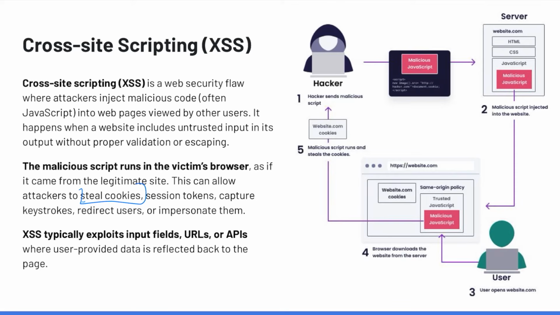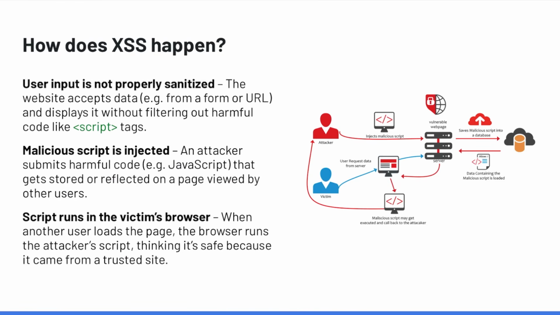So it can allow attackers to steal cookies, which might have that user's information, session tokens to allow them to access that login session. It could allow an attacker to capture keystrokes, so whatever the user's typed in, redirect users to ads or something else, or use these methods to somehow impersonate them, right? So usually the way this happens is when we have a website that accepts user input, but it doesn't get rid of certain tags, like for example, script tags that would be used to denote JavaScript on an HTML page. So on any page, if you have script, then that allows you to have JavaScript.